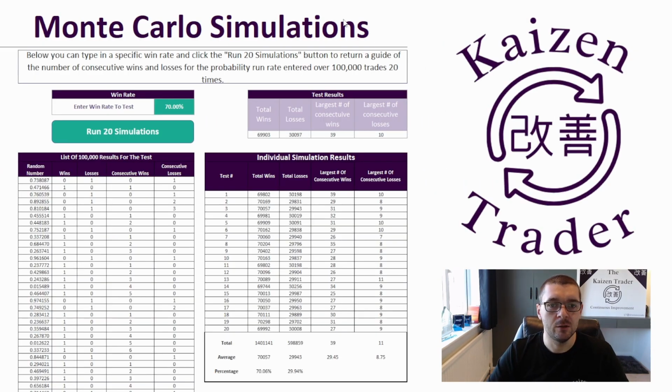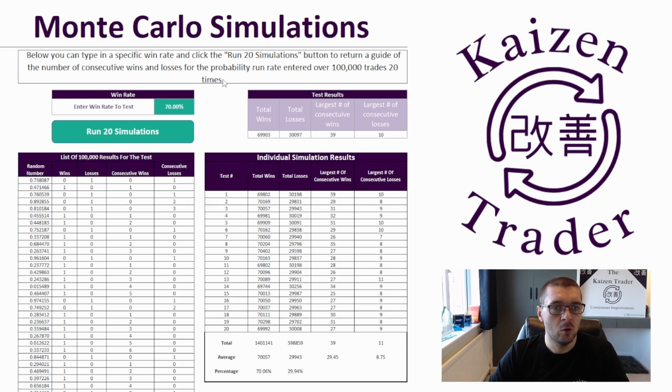So here on screen you'll see this is an Excel spreadsheet which I have made. It's to help me run Monte Carlo simulations for win rates, and what I'm trying to identify is what is the largest number of consecutive wins and the largest number of consecutive losses. And I'm more focused on the consecutive losses because what I want to determine is my position size based on my strike rate, so I can limit my drawdown but then maximize my returns.